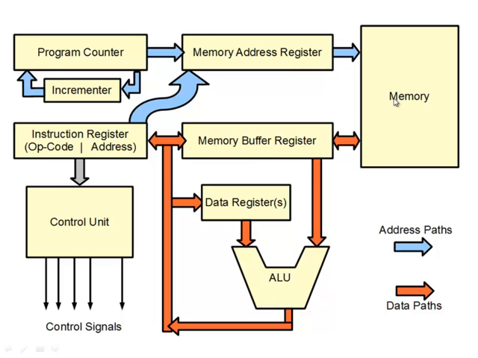Other data paths may allow values from memory to be copied into the memory buffer register, passed into different registers for processing, passed into the arithmetic logic unit, for example, for adding two values together, and then potentially passed back to the memory buffer register and returned to store the result in memory later.